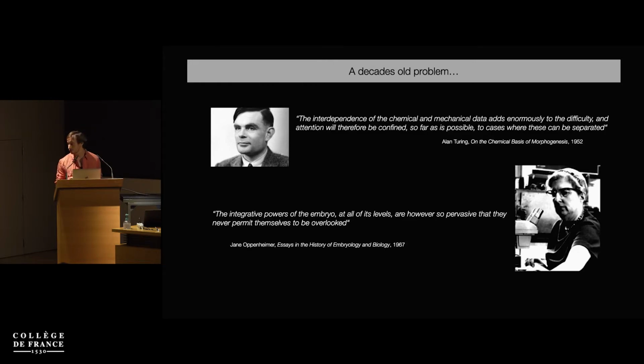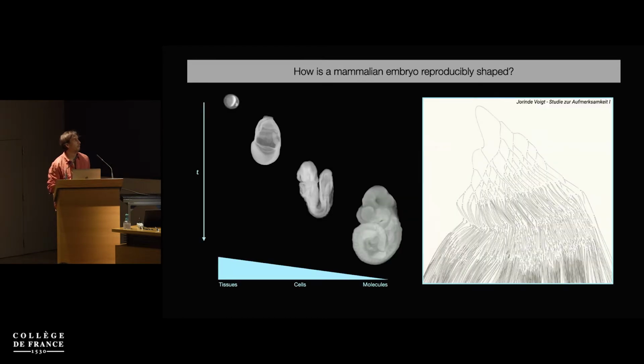And at the same time, Jane Oppenheimer, Ben mentioned her this morning, said that the integrative power of the embryos is so pervasive that it should not be overlooked. So we're dealing with a catch-22 problem here. On the one hand, we should not overlook this integration of mechanical and chemical cues. But on the other hand, traditionally, we have to confine ourselves to cases where they can be separated because it's so difficult to study their integration.